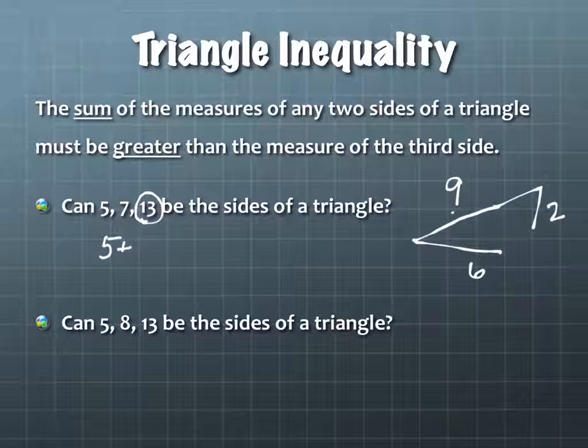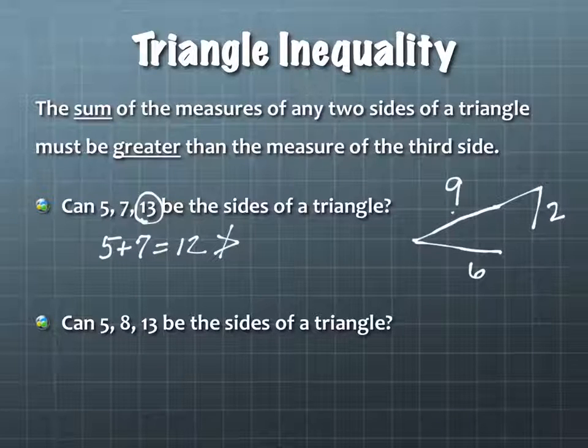All right, what's 5 plus 7? Let's just do that. 12. Okay, 12. All right, we want the sum, the 12, to be what? Bigger than the third side. Is it? No. So the 12 is not bigger than 13. You could say less than, that would be all right, but it's not bigger, which is the whole point, so there is no triangle.